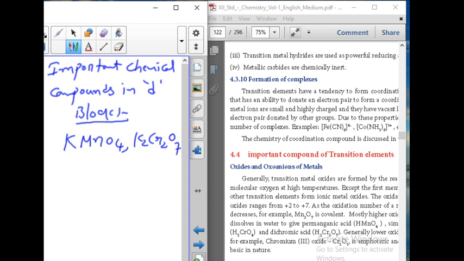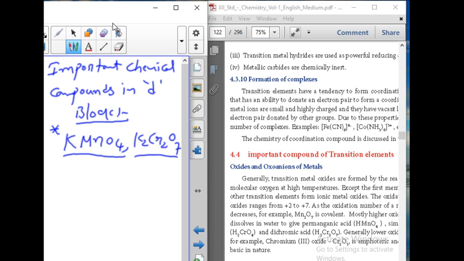These two are most important towards practicals also. We use KMnO4, potassium permanganate, and potassium dichromate, K2Cr2O7 in practicals. We will see the physical and chemical properties of these two important compounds. Before going to these compounds, we are going to discuss some other extra property, that is acidic nature. Generally transition elements form oxides by the reaction of transition metals with oxygen at high temperature. Except the first member of the 3D series, scandium and the other transition elements form ionic metal oxides.